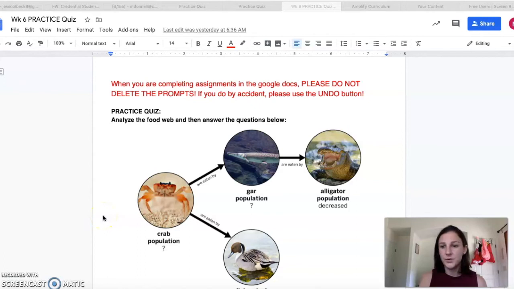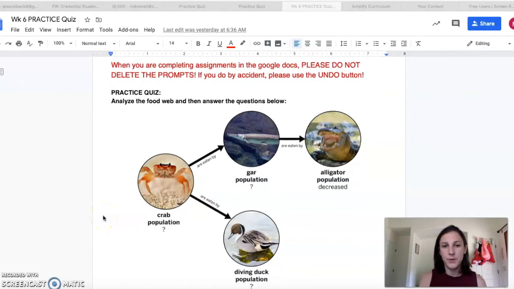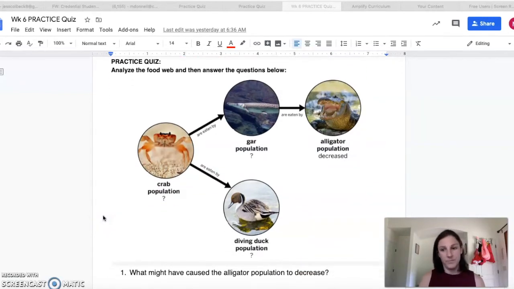All right, so here is the practice quiz. You should be familiar with it, and I'm just going to talk to you a little bit about it. So the first thing you notice is we have a food web, and in the quiz there are going to be lots of food webs. So it's important that you understand how to get information from the food webs.